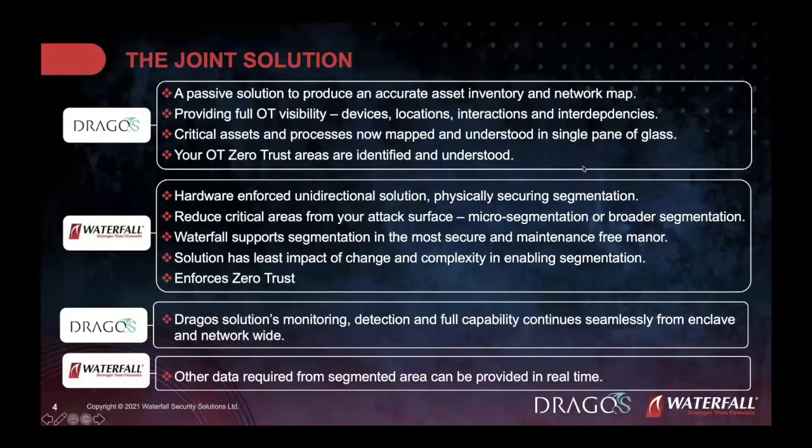Next slide. Okay, great. So we're going to begin from the perspective of the joint solution itself, and then how the joint solution really addresses the challenges that we just went through. We're going to begin talking about how the Dragos portion of the solution really addresses that visibility question, providing the visibility, the device locations, interactions, interdependencies, so that you can really begin to understand where your critical zones are and what your critical assets are. And having the ability to understand those in a single pane of glass so that you can begin to identify those zero trust areas. So Jacob will be up first to speak about that.